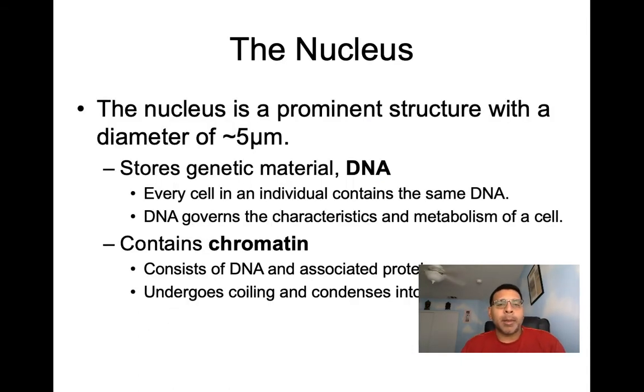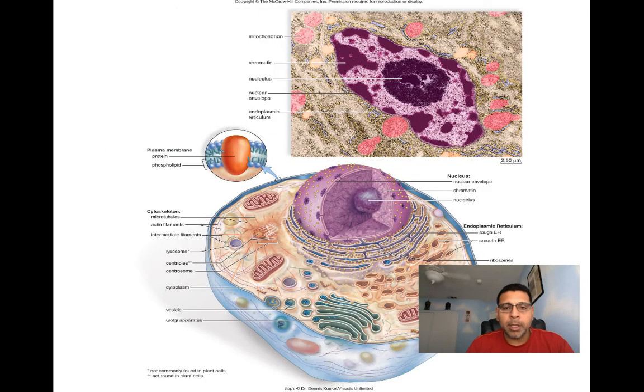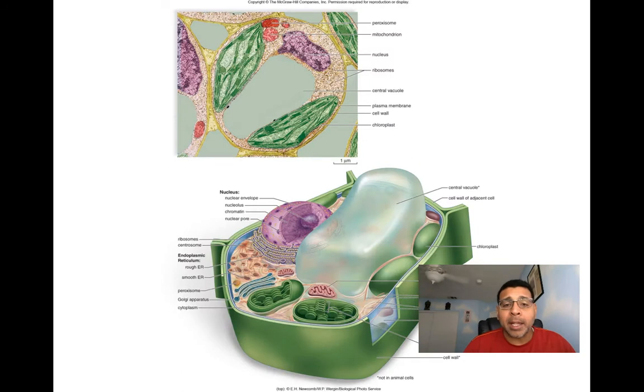The first organelle we want to discuss is the nucleus. The nucleus is a prominent structure with a diameter of about 5 micrometers. In photographs or slides, the nucleus looks like a dark softball found within the cell. It's an important component of the cell because it stores genetic material. It stores DNA.